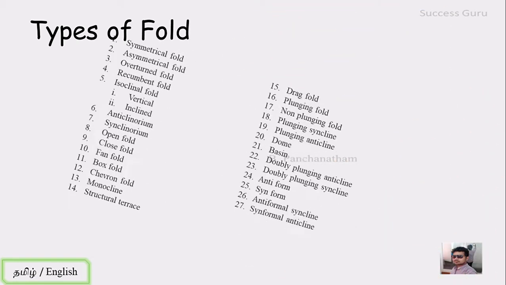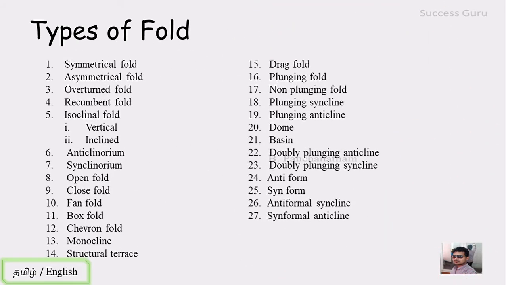There are almost 27 types of fold, which we will try to cover as much as possible in this video. The first one is the symmetrical fold, followed by asymmetrical fold, then overturned fold, recumbent fold, isoclinal fold, which has subdivisions vertical and inclined, and anticlinorium, then synclinorium, then open fold, close fold, fan fold, box fold, then chevron fold, monocline, structural terrace, drag fold, plunging fold, non-plunging fold, plunging syncline, plunging anticline, dome and basin, then doubly plunging anticline and doubly plunging syncline, antiform, synform, antiformal syncline and synformal anticline.